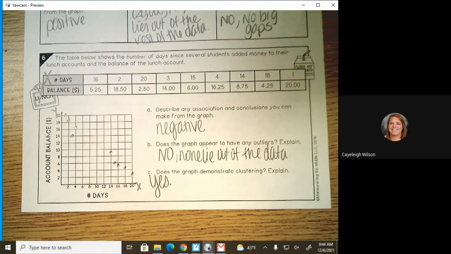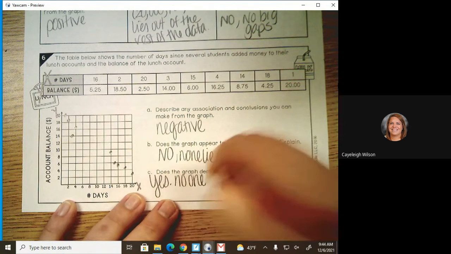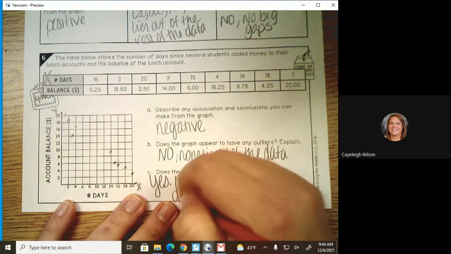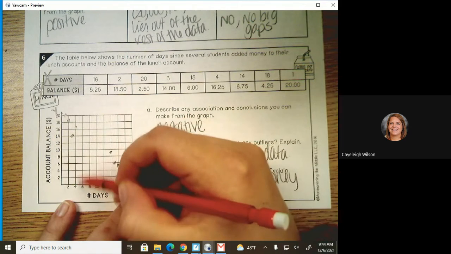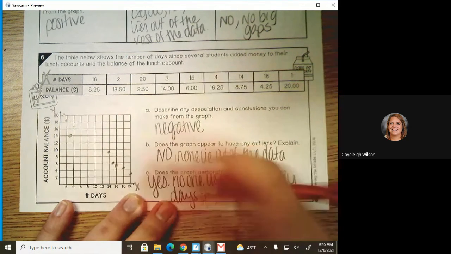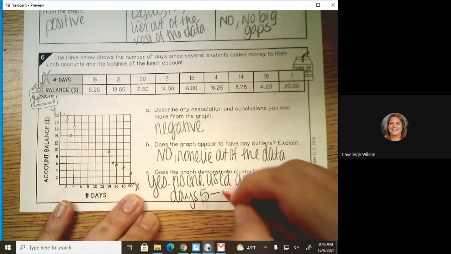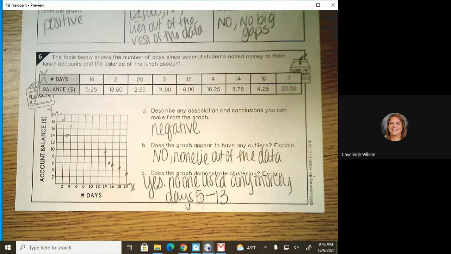Okay, so you could say, yes, no one used any money days 6. Well, it's actually day 5. Days 5 through 13. Okay, you could say they only spent money on days 1 through 4 and 14 through 20. You could say something like that. Or you could say they didn't spend any money on days 5 through 13. So either one of those would work.